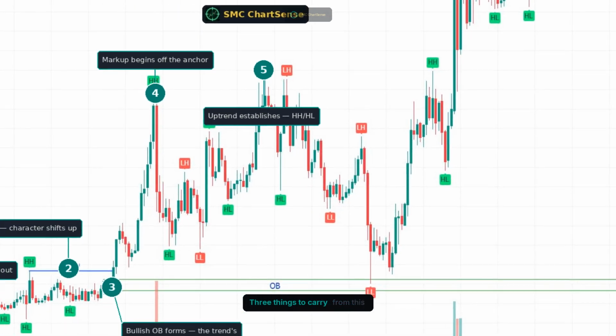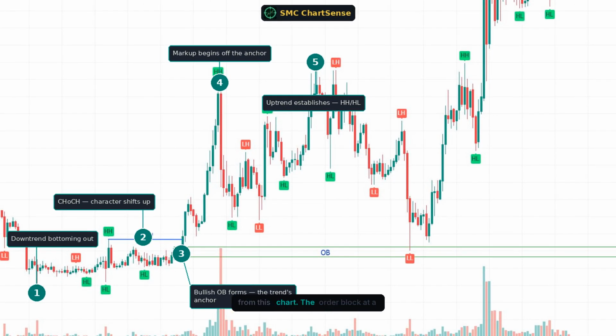Three things to carry from this chart. The order block at a change of character is the trend's anchor, not just another demand zone. It's the origin of the move, and reading it that way gives one reference for the whole trend. A deep pullback is a test, not a reversal. Until the anchor breaks, watch the level, not the depth. And the deepest retest that holds on a volume spike at the origin is often where conviction is highest.